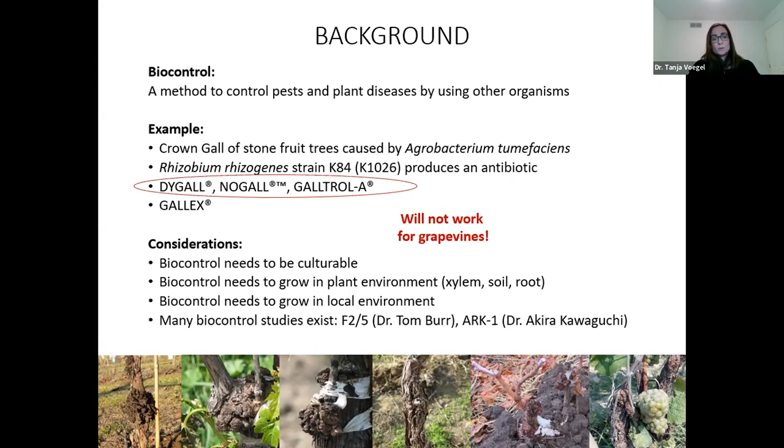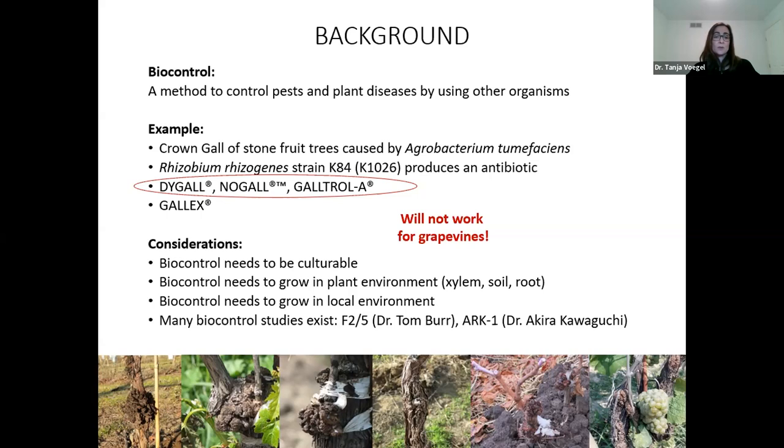There is a product called Galex, and that can be used on grapes. So this is a paste, and when some of the galls are removed, the paste can be applied and can then control the bacteria at that location. However, it doesn't have any effect on bacteria that are located in other parts of the plants, like we've seen. It doesn't target the roots or the canes or other places. It's on contact.